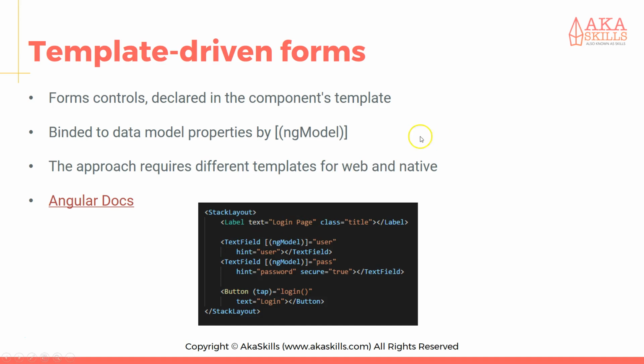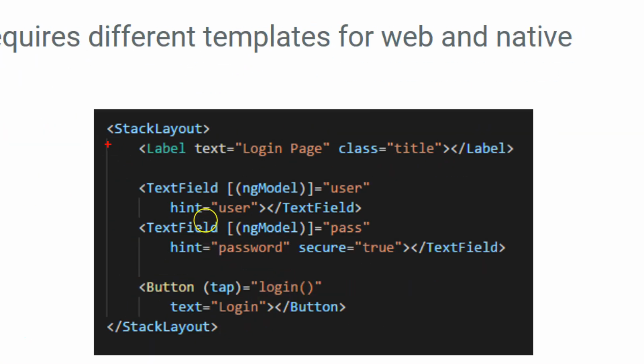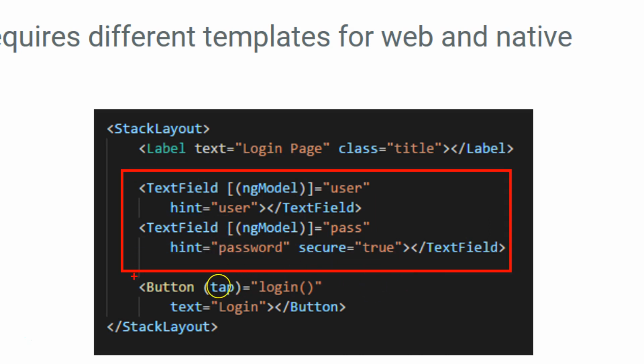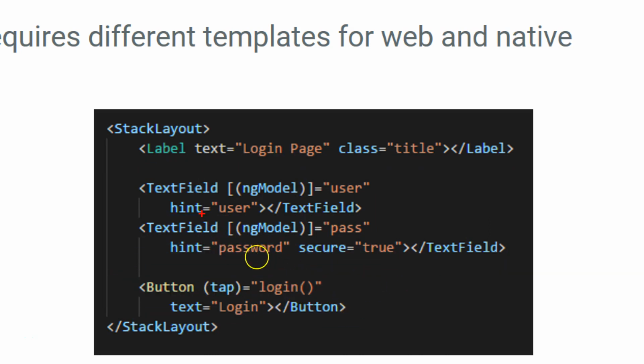Here we have an example with code. So I have a stack layout, which is my wrapper for the code. Inside it, I have a label with the text login page and a class title. After that, I have two text fields and a button. Let's now review them deeper.